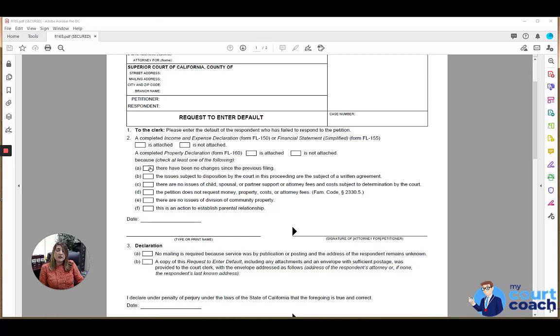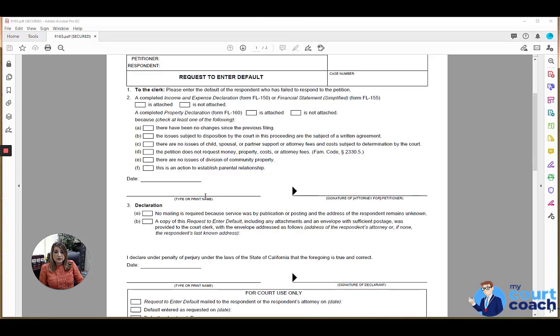So if you do fall under one of these 6 scenarios, you mark the box that indicates why you're not providing these updated financial forms. And if you don't, then you do need to attach them. And so just mark the box that indicates whether it's being attached or not. And then you want to fill in your name here and sign and date.